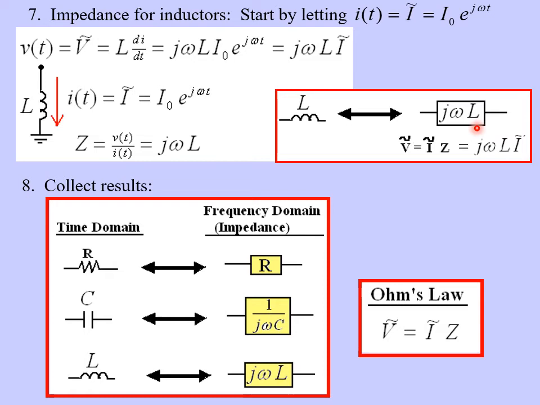Putting all this together, and this is really what's important in this part of the lecture, are these three results. In the time domain, we have a resistance, a capacitance, and an inductance. We're going to work a lot of times in the frequency domain with their corresponding impedances. For a resistance, we just use R. For a capacitance, we use 1 over j omega C. And for an inductance, we use j omega L. And remember that Ohm's law tells us that in a circuit with impedances like this, V is equal to I times Z.